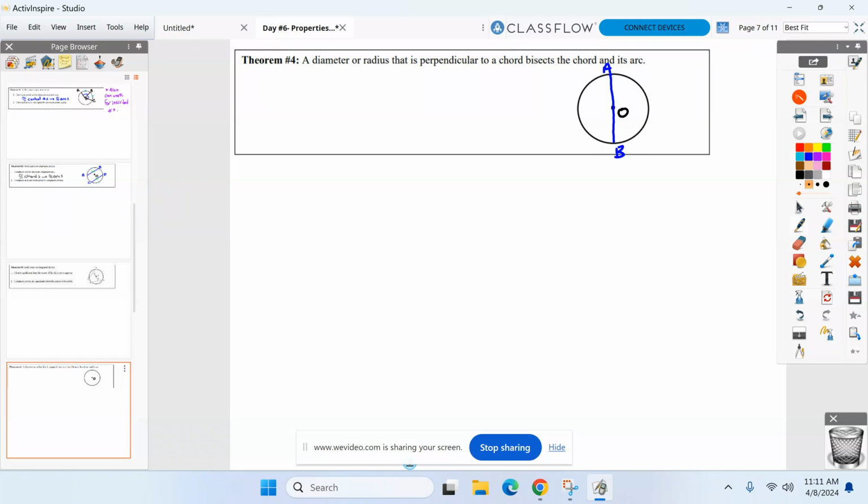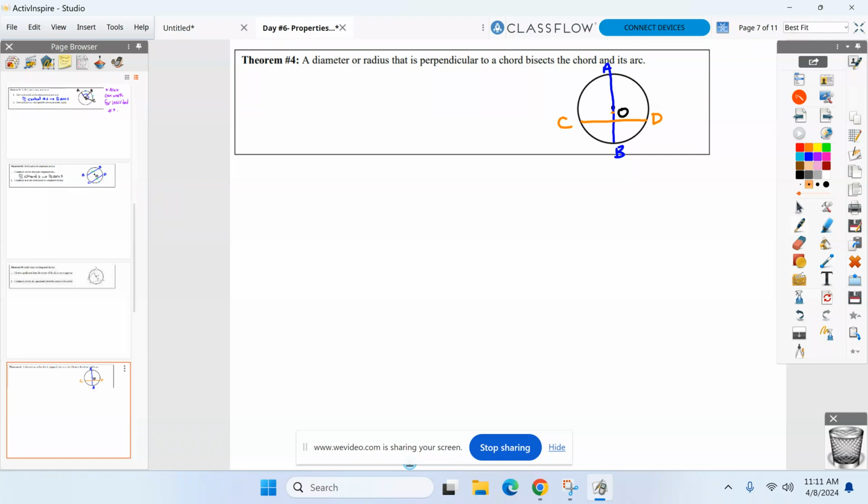Then I would like you to draw a chord, CD, that is perpendicular to that diameter you drew in. Okay, so do your best. Draw in chord CD that's perpendicular to that diameter. And what can you put on your diagram to show they're perpendicular? I don't want them to look perpendicular. I want them to be perpendicular. What can we put on our diagram? There we go. Our little right angle symbol.